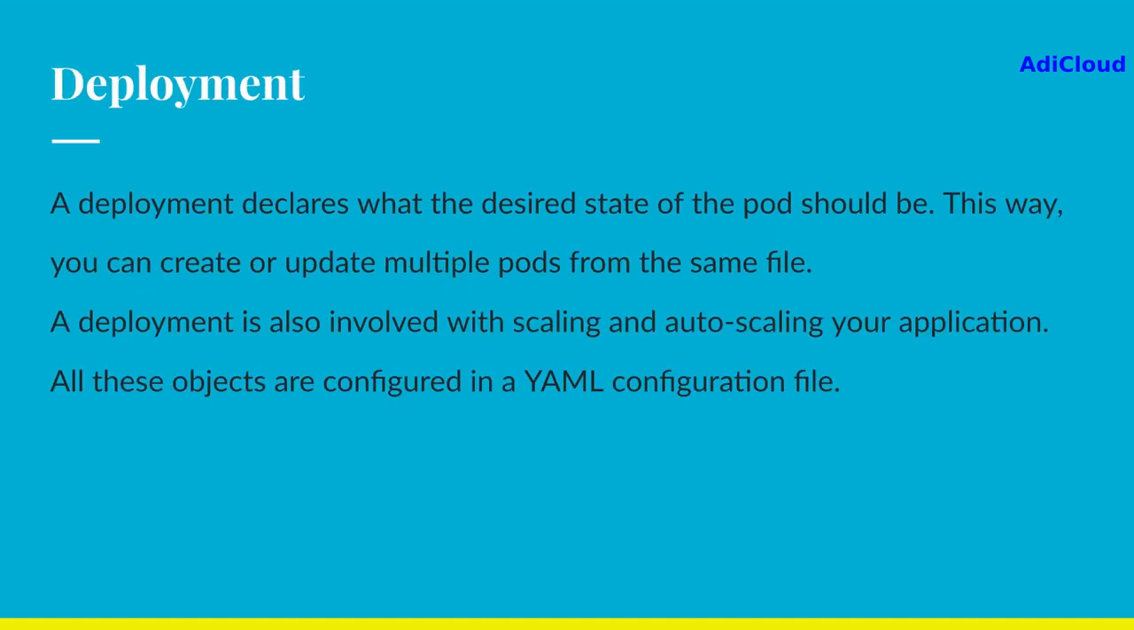Then we have deployment. A deployment declares what the desired state of the pod should be. A deployment is a YAML file in which we describe how the desired state of your application should be. We will see this in later videos. In the deployment file we write where to take the image, which port it should use, where to deploy, and all these configurations are written in the deployment file. This way you can create or update multiple pods from the same file.